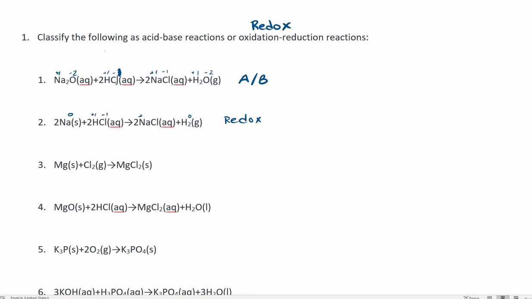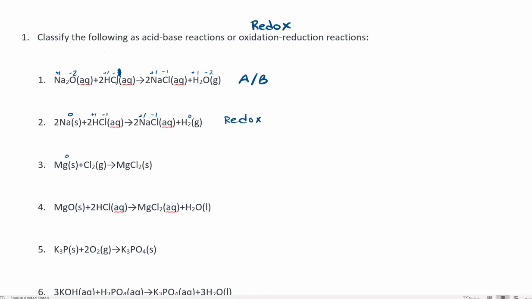Here chlorine is a -1. Sodium is a +1. Chlorine is a -1. So it's the sodium that is being oxidized. Its oxidation state is increasing. And hydrogen is being reduced. Its oxidation state is decreasing.